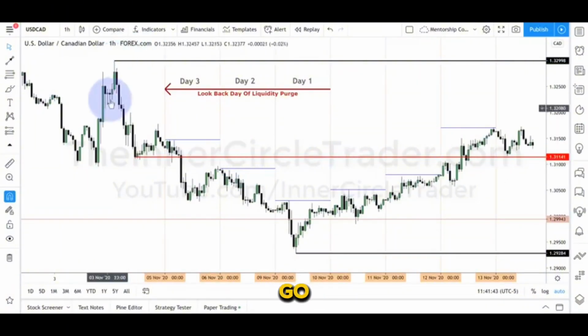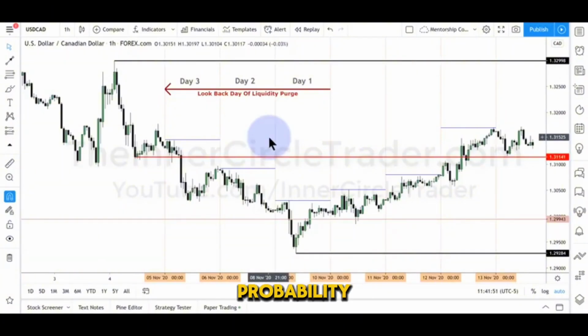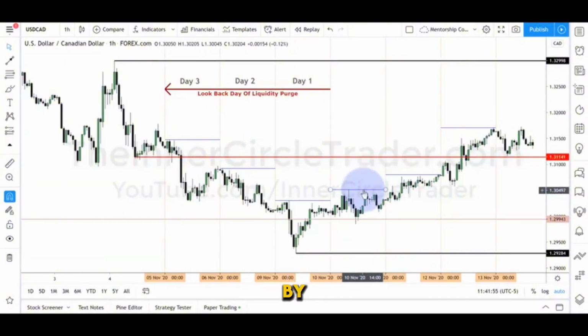Okay, we don't need it to go all the way back up to the last up close candle, which is a bearish order block. Okay, you're looking at high probability. High probability. This is what this is. High probability short-term trading.